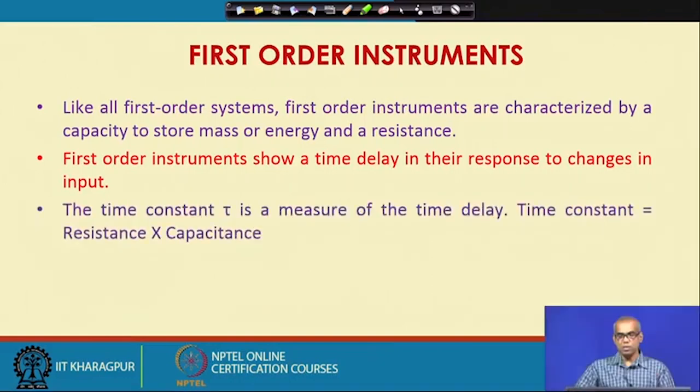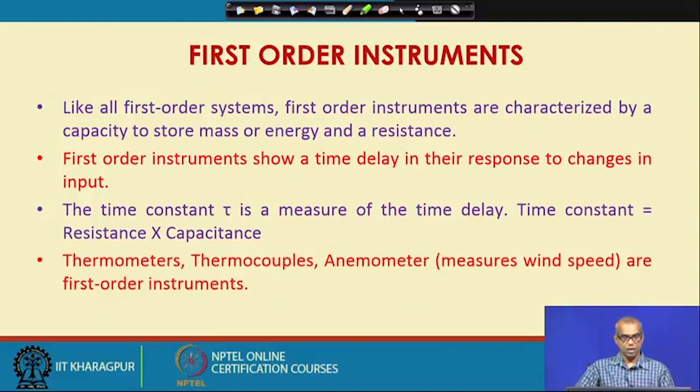The time constant tau is a measure of the time delay, and the time constant is the product of the resistance and the capacitance. As I told you, all first order instruments will have a capacitance and a resistance, and the time constant of this first order instrument will be the product of this capacitance and resistance. Thermometers, thermocouples, anemometer that measures wind speed are all examples of first order instruments.